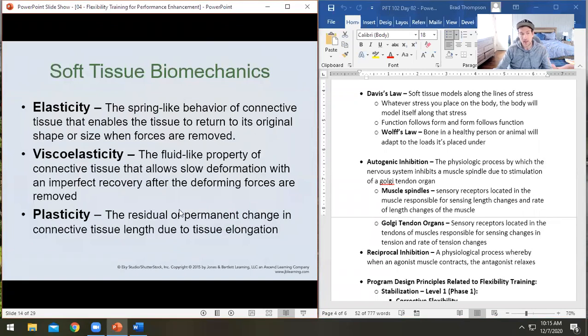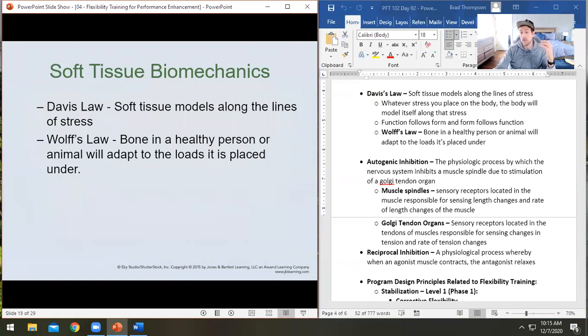Now, why does all that happen? Why does scar tissue make us less mobile? Why do increases in mobility over time happen if we continue stretching ourselves out? Well, there's a couple laws that kind of explain this. One of them is Davis's law.